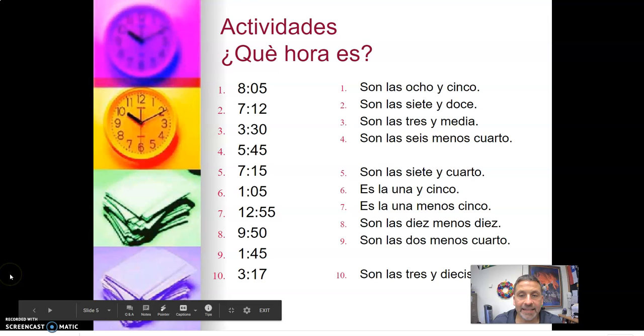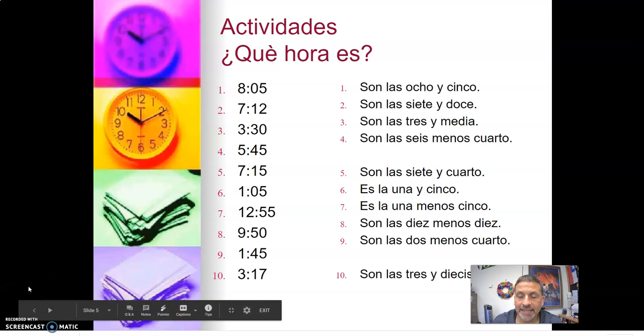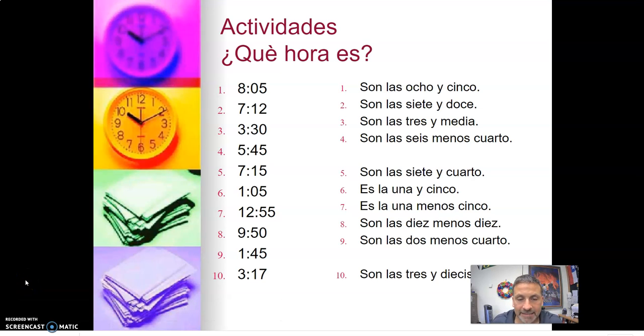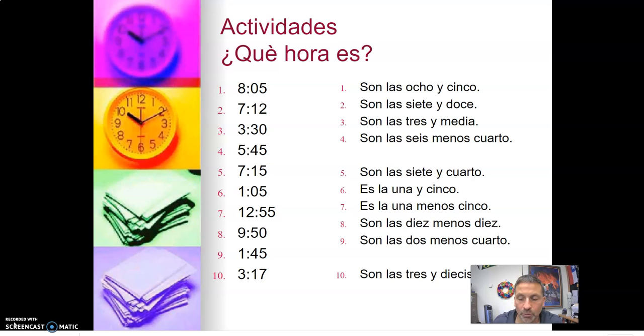Okay, class, these are our numbers, and we will practice these all week. We're going to have our Spanish Cafe on the last day of the week, and we will be practicing numbers. There won't be a test this week, but next week there will be a test over time.